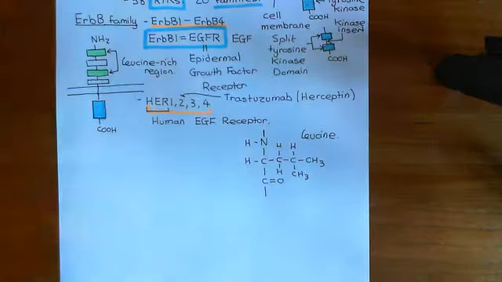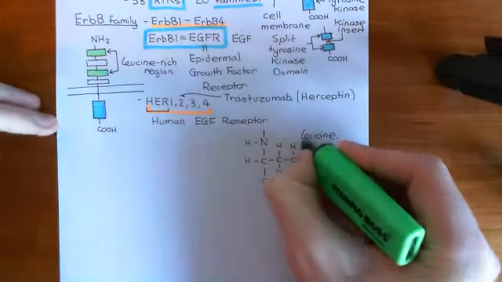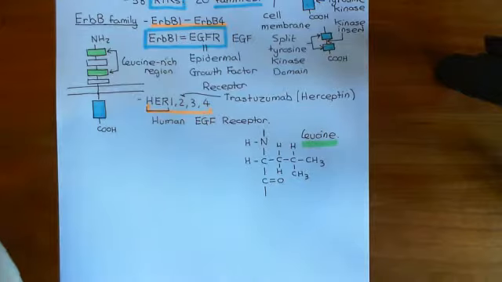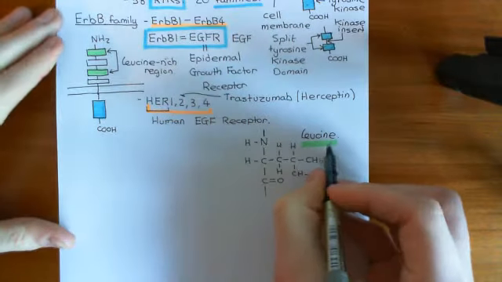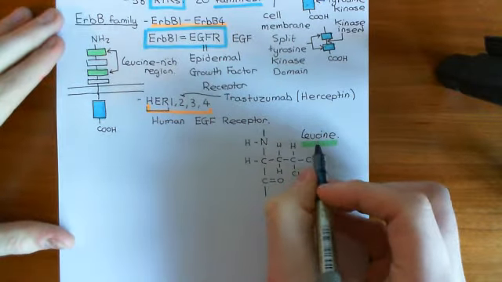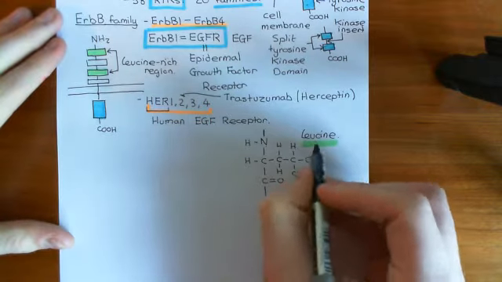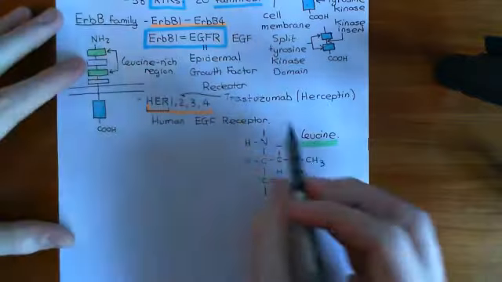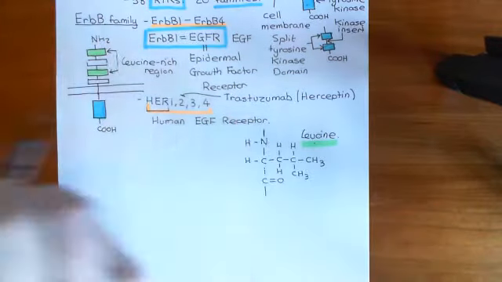So basically, in these leucine-rich regions that you have within your ligand binding domain of your ErbB family receptor tyrosine kinase, you're going to have a large number of these leucine residues. So in these 2 regions, you've got lots and lots of leucine residues.